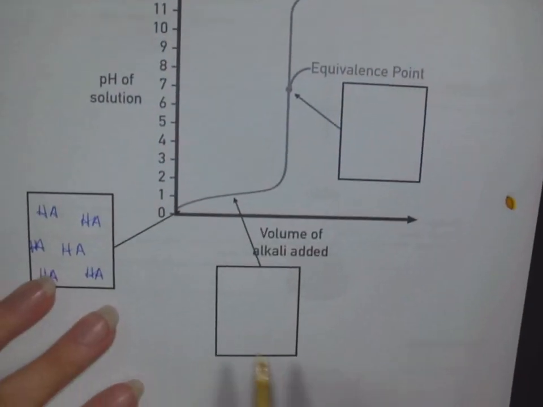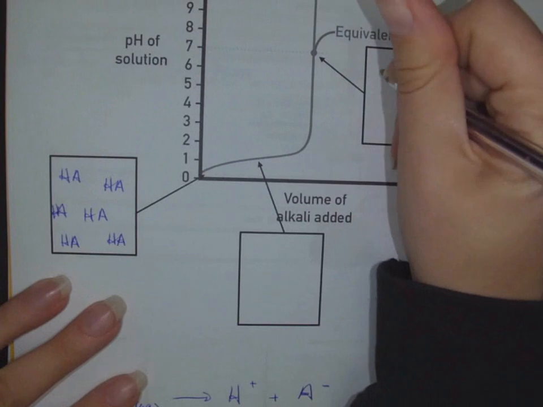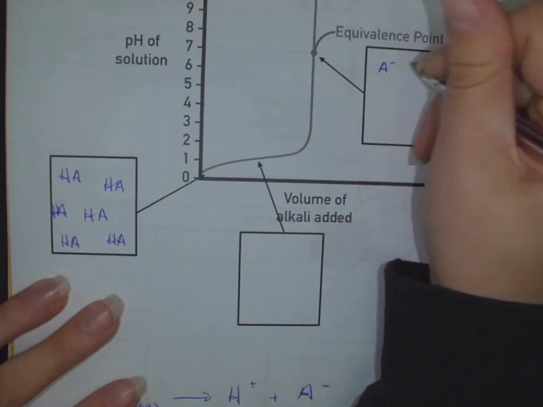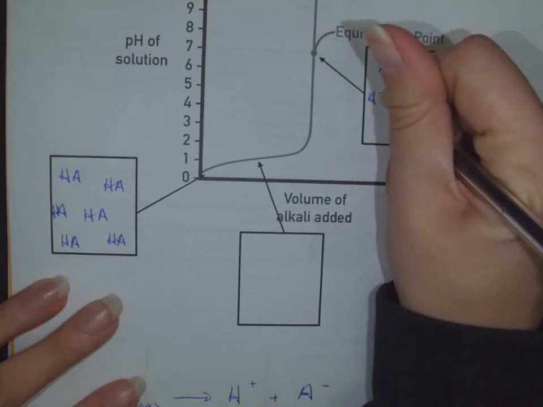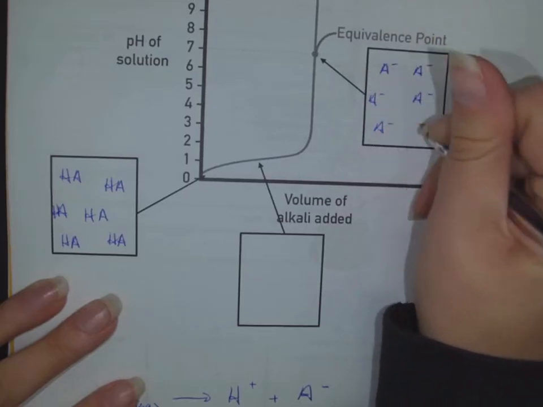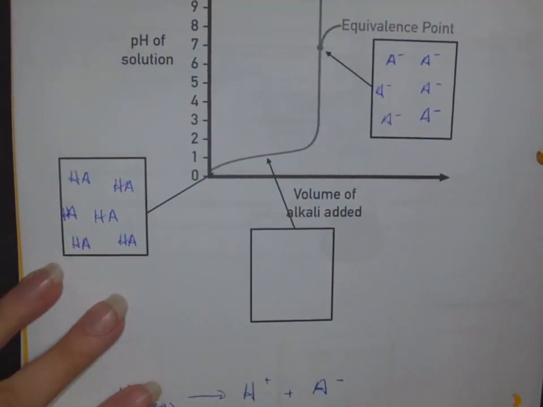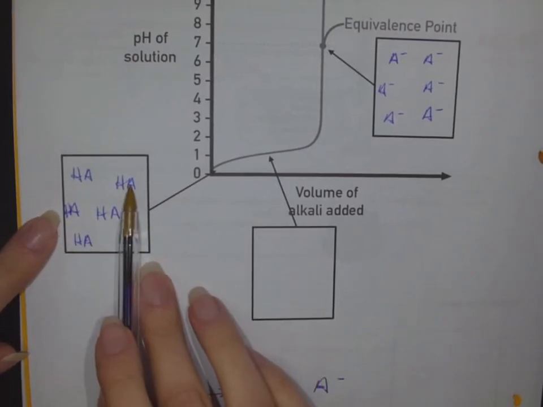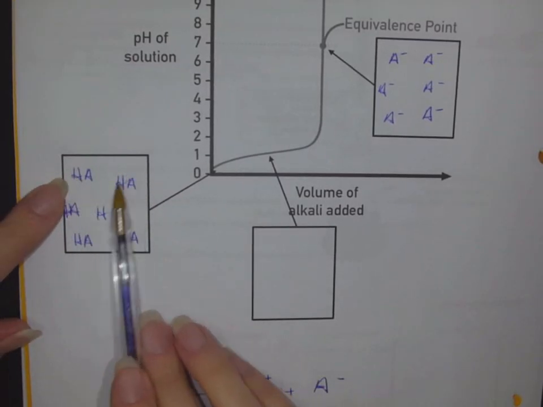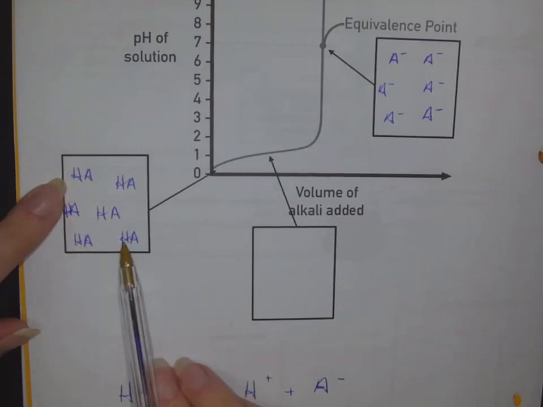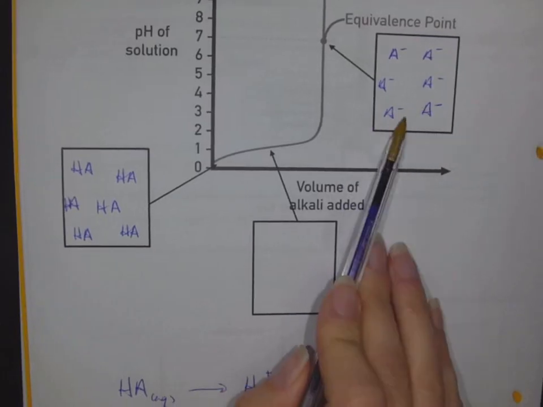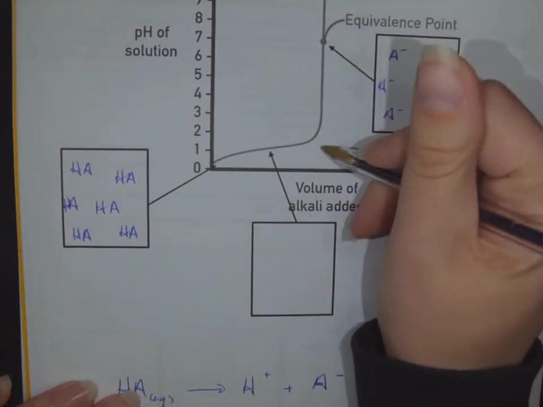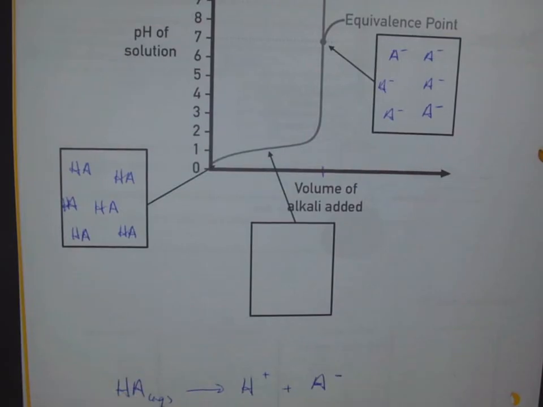I'm not going to draw the water liquid. And what we're left with is those A minus that are floating around. That's what's going on at the equivalence point. All of the acid that we started with has reacted, and all the hydrogens have been reacted with the base and formed that liquid water, and what we're left with is A minus. And so that occurred at a certain volume, right? That's the equivalence point volume.